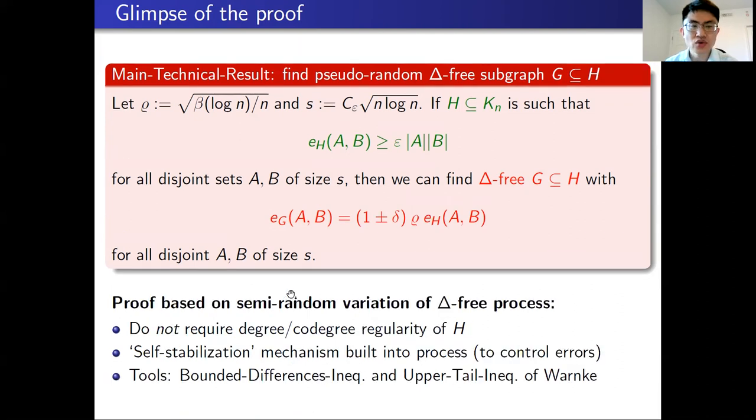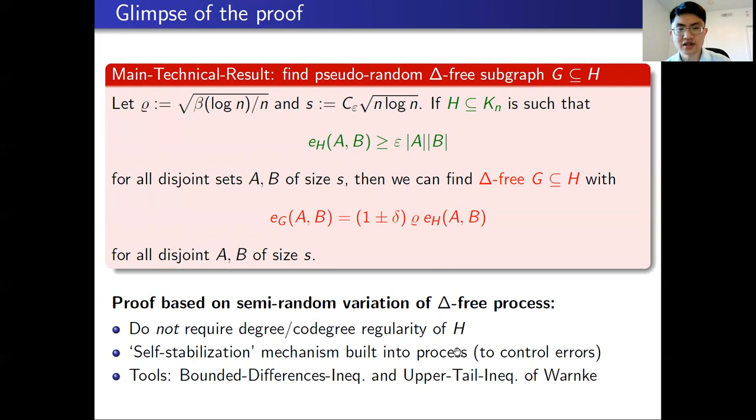So as discussed, to prove this Mantel-Kronecker result, we analyze the semi-random variation of the triangle-free process. So we run the semi-random variation of the triangle-free process in the host graph H to find the triangle-free graph G. And the benefit is that we do not require degree or co-degree regularity of host graph H. For example, we do not require all the vertex degrees of H to be roughly the same. Therefore, we do not require the host graph H to be a complete graph as in previous results. Here we only require H to be some dense graph.